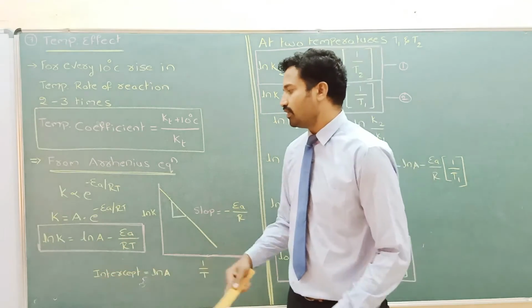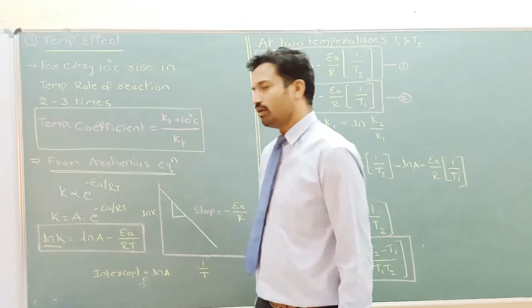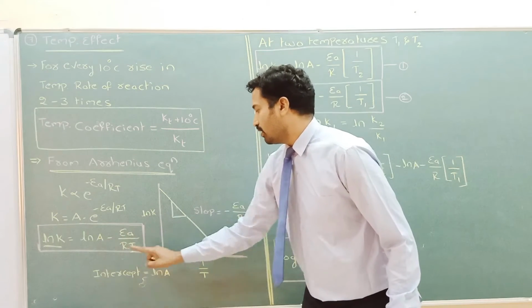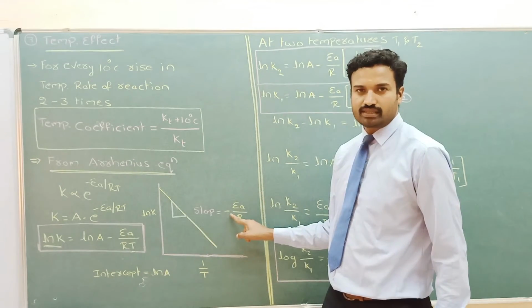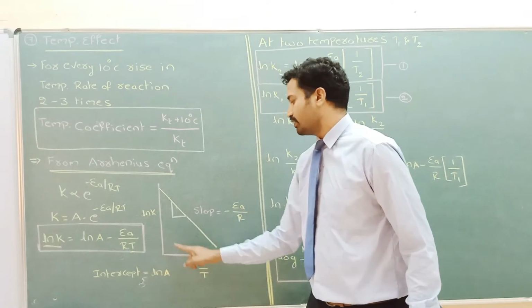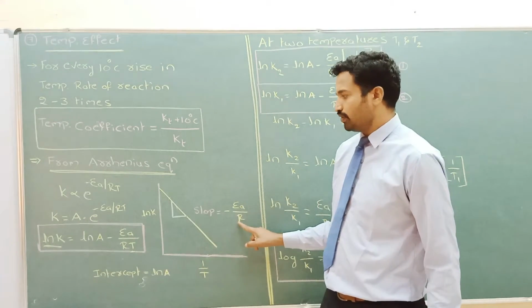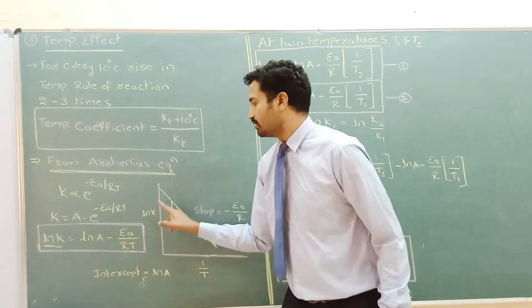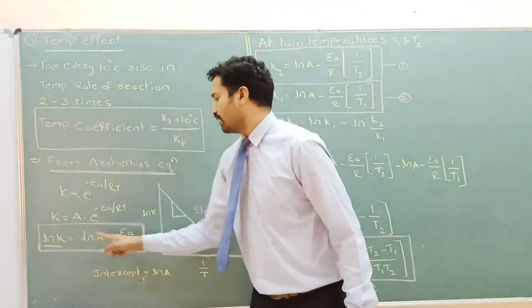If you plot the graph between ln K and 1 by T, minus Ea by R is the slope, so it is a negative slope. Here the intercept value is ln A. This is about the graph between ln K and 1 by T.